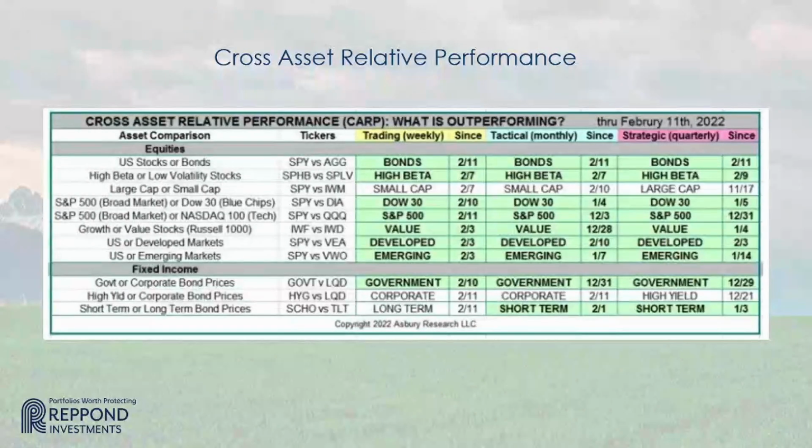High beta or low volatility. High beta stocks are actually doing better than low volatility stocks. Large cap or small cap. Small cap is doing better, but there's not as strong of an emphasis in that direction. S&P 500 versus the Dow, in all cases the Dow. And we've looked at this before, the Dow representing more the value stocks, and the S&P 500 is a mixture of growth and value. S&P 500 versus the NASDAQ. So again, the S&P 500 is a mixture, and the NASDAQ is both growth and value.